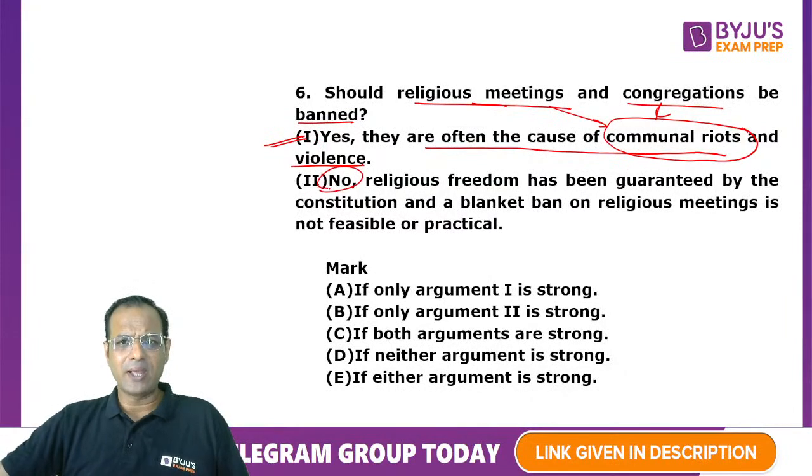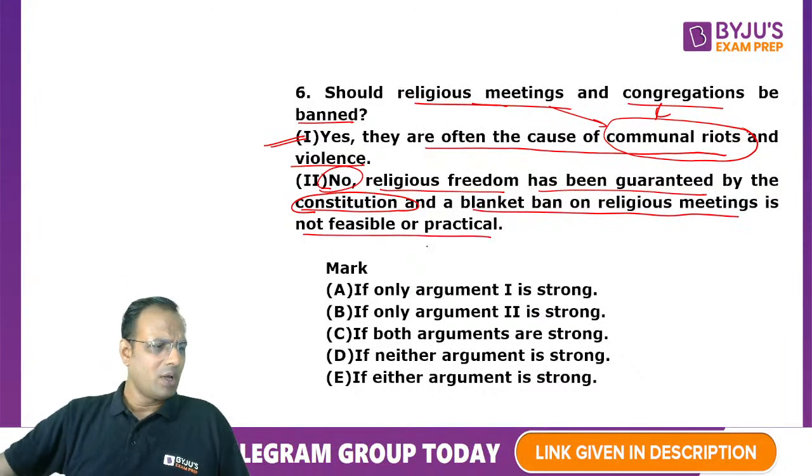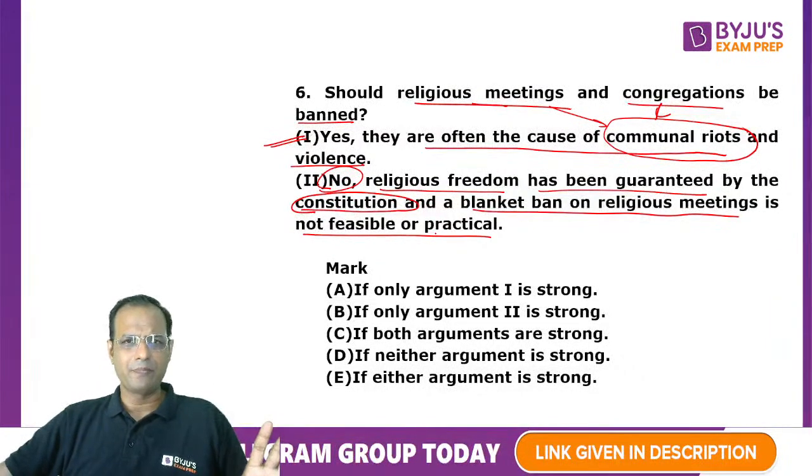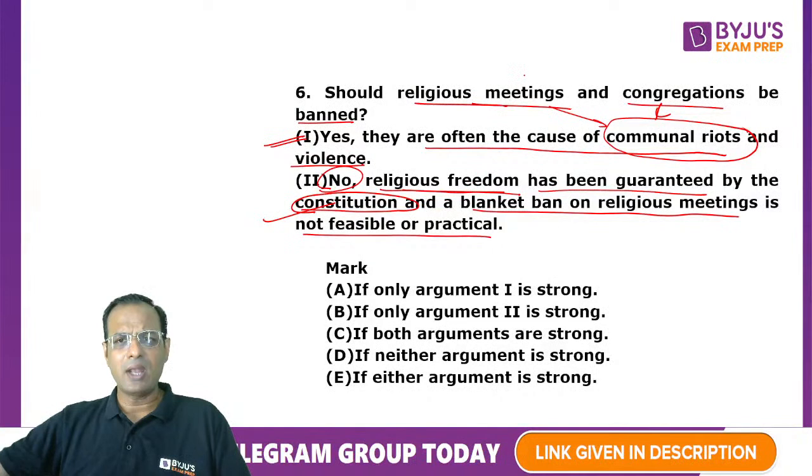Two says no, don't ban them because religious freedom has been guaranteed by the Constitution. And a blanket ban on religious meeting is not feasible or practical. Blanket ban means a ban that affects all and sundry. A ban that affects everyone. So two is against the ban on religious meetings and congregations. Why? Because the Constitution gives us religious freedom to follow any religion that we feel like following, and meetings and congregations are allowed. So two is very strong.